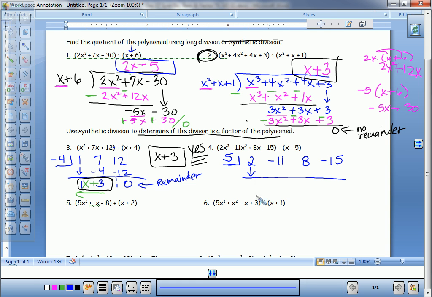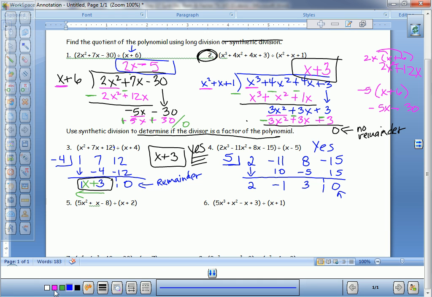Okay, we bring down the first one. Every time you bring down the first one, say 2. And then you multiply. 5 times 2 is 10. And then we add. -1. And then we multiply. And then we add. And then we multiply. And then we add. Okay, what does this tell us? No remainder, so yes, it is a factor.